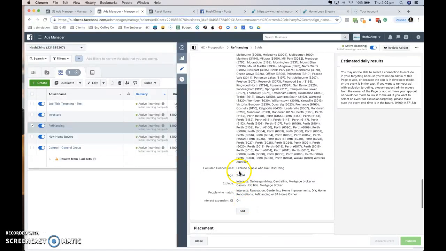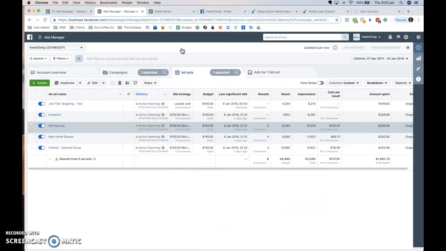Now, obviously, there are a lot of different things you can do with the targeting. I'm not saying whatever you guys are doing here is wrong. It's just, everyone has their own strategy. That's just how I work, and that's the strategy that we follow.